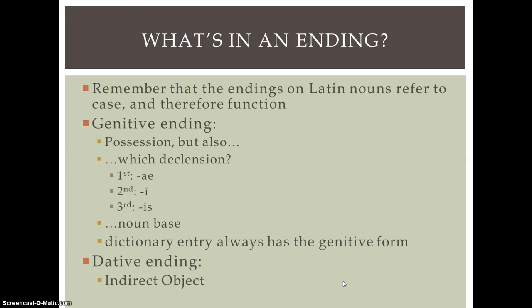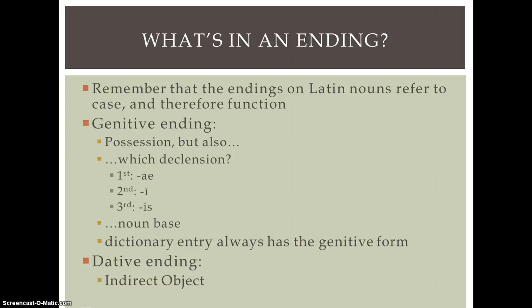In addition to telling you that the noun itself is functioning as a possession, you need to know the genitive ending so that you can figure out which declension the noun is in. So remember, any noun that has a genitive ending of AE is in the first declension. Any noun that has a genitive ending of a long I is in the second declension, and any noun that has a genitive ending in IS is a third declension noun.